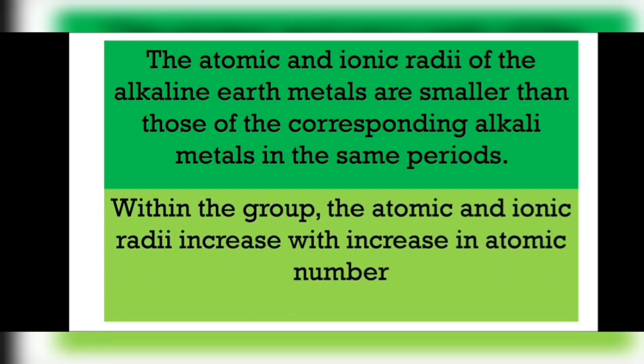Down the group, the atomic and ionic radii increase because of the increase in atomic number, that is, the number of shells increases, so the atomic size increases. So across the period, because of the nuclear charge, the size decreases, and down the group, as the shells increase, the size increases.